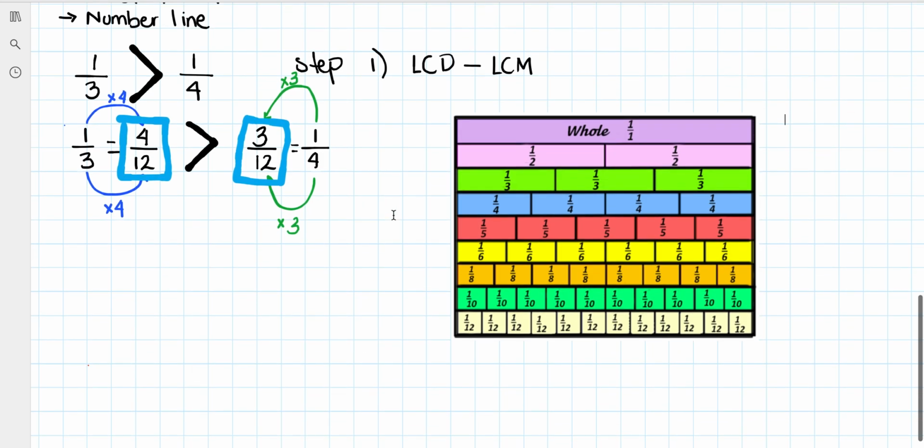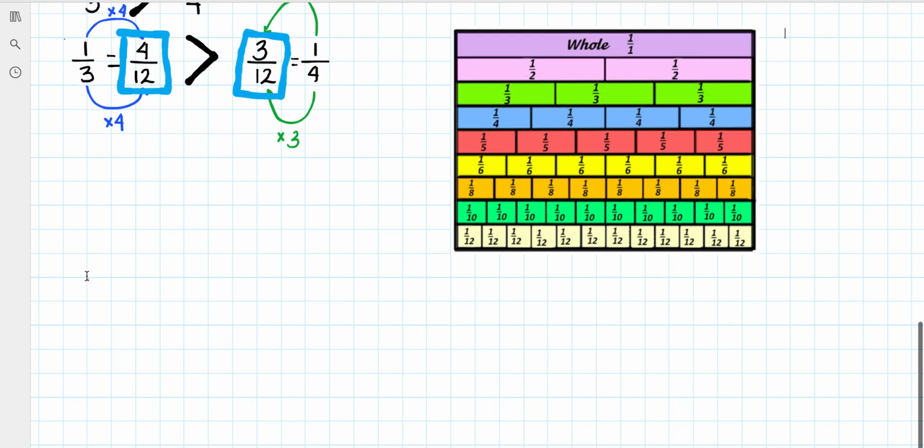First, I'm going to write the steps here, typing them in because it's going to be much quicker. First you have to find the lowest common denominator, and you do that by finding the lowest common multiple between the two fractions, or as many fractions as you're going to compare. Then you're going to find the equivalent fractions, and then you will compare those fractions.